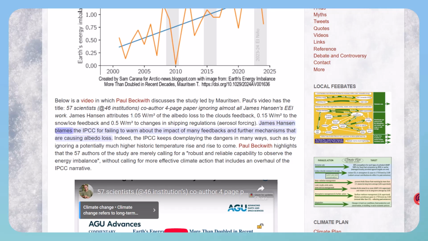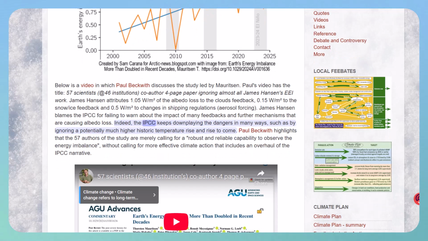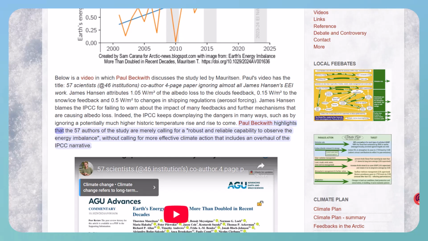James Hansen blames the IPCC for failing to warn about the impact of many feedbacks and further mechanisms that are causing albedo loss. Indeed, the IPCC keeps downplaying the dangers in many ways, such as by ignoring a potentially much higher historic temperature rise and rise to come. Paul Beckwith highlights that the 57 authors of the study are merely calling for a robust and reliable capability to observe the energy imbalance, without calling for more effective climate action that includes an overhaul of the IPCC narrative.